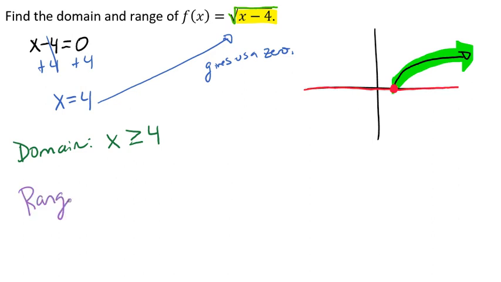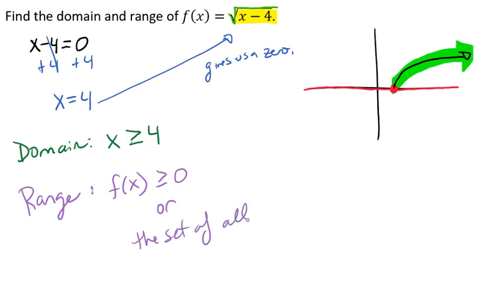And so our range is going to be all values. If you're using y, you could say y must be greater than or equal to 0. But we're not using y, we're using f of x. So you could say f of x must be greater than or equal to 0. Or you can say that the range is the set of all non-negative real numbers. Either would be fine. And so here we found the domain and the range of our function.